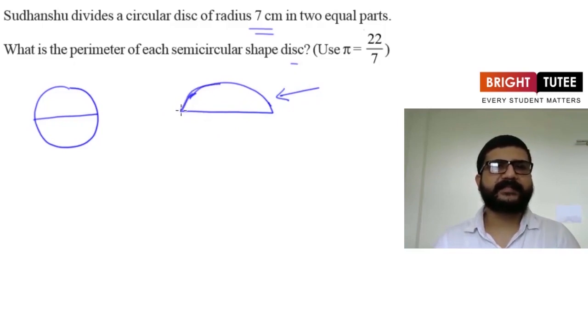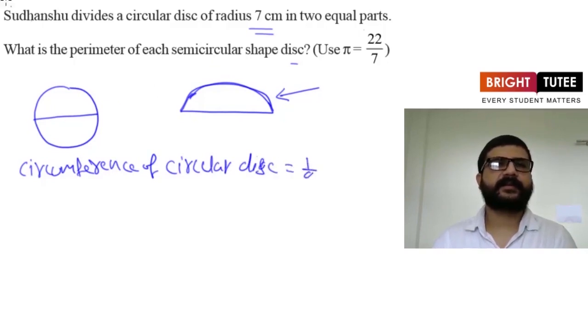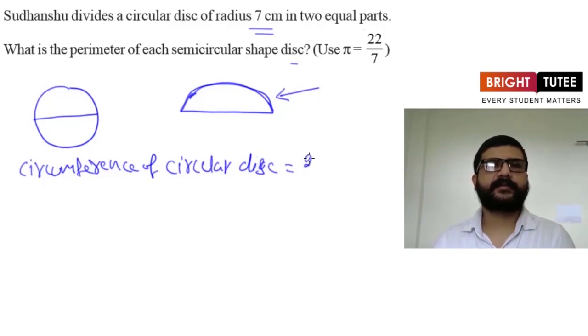So this curved distance will be half of the circumference of the circle. So we can say the circumference or perimeter of the semicircular shape. We can write it as, first let us find the circumference of the circle. So the circumference of the circular disc is equal to 2 pi r. So 2 pi r is the circumference of the circular disc.